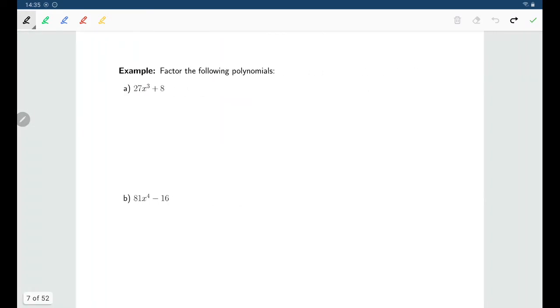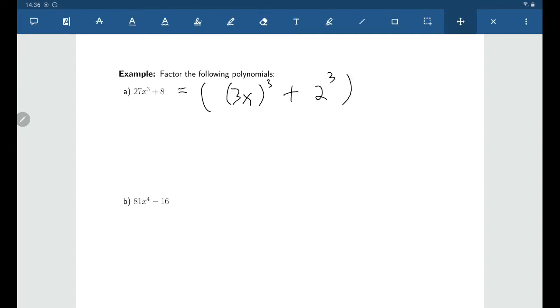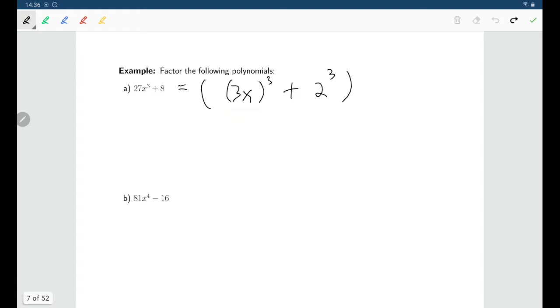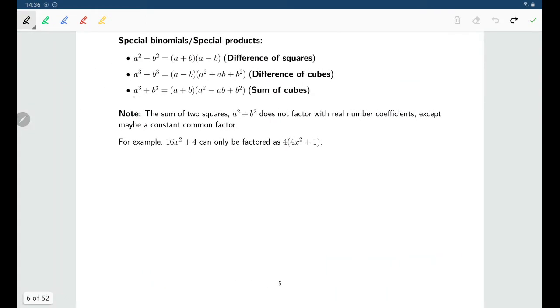So for the first one, we have 27x cubed plus 8. Thinking about that for a minute, 27 is 3 cubed, and x cubed is x that's been cubed. So really, it's 3x that's been cubed, plus 8, and 8 is 2 cubed. Going back to our formula, this is a perfect cube plus another perfect cube. In terms of our a's and b's, here the a would be 3x and the b would be 2.